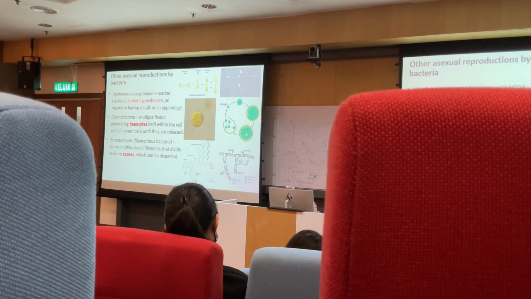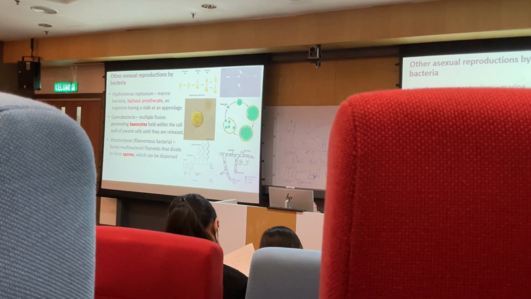Eventually, the cytoplasm is also divided, and they are called baeocytes. Once the baeocytes have accumulated, they will break out and be released. Each of the baeocytes will eventually grow and become a vegetative cell, and will start the cycle again. What is interesting is that they produce, inside one extracellular matrix, one membrane, many of these small baeocyte cells.